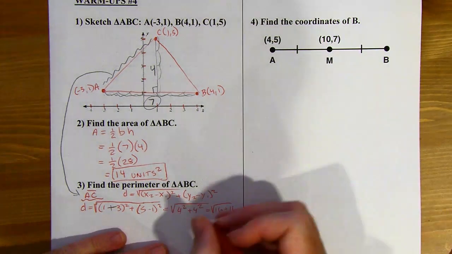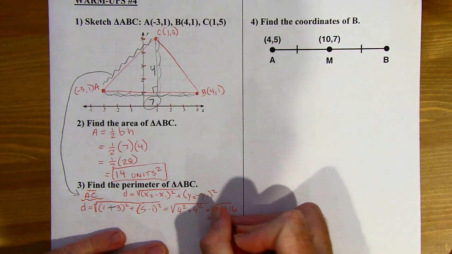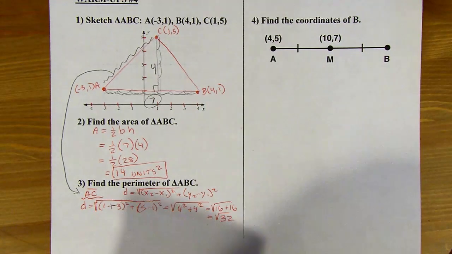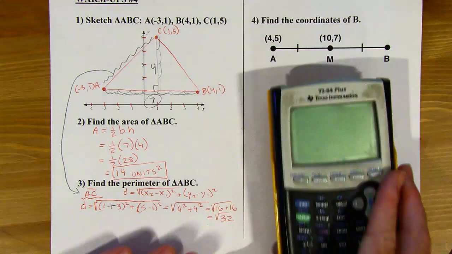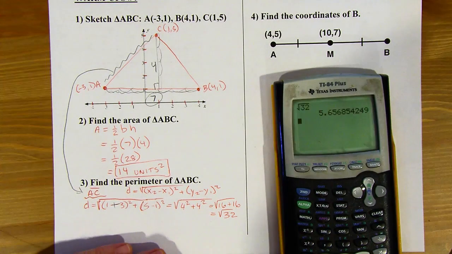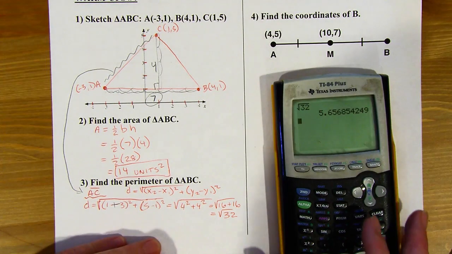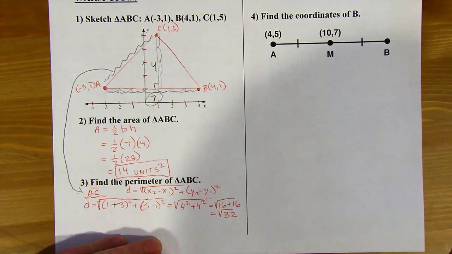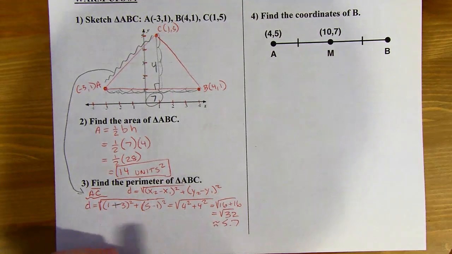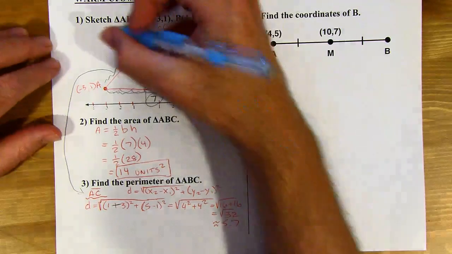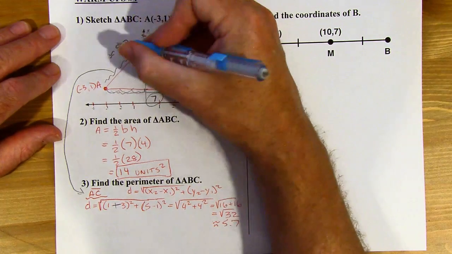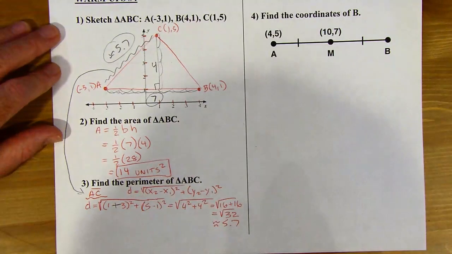Okay, and that's going to be the square root of 32, which doesn't come out even, but I'm going to put it into a calculator to get a decimal approximation. So the square root of 32 is about 5.7 if I'm going to the nearest tenth. Okay, so just to keep track of what I was doing there, I just found this side is about 5.7.